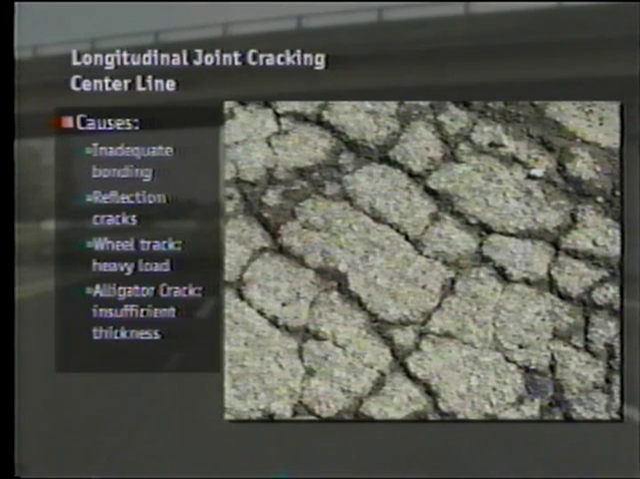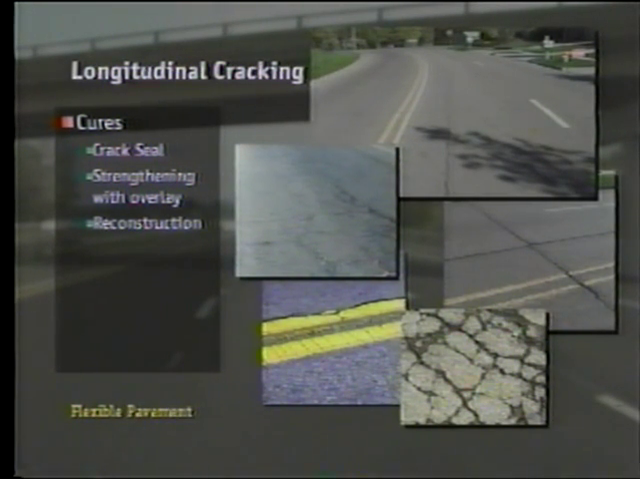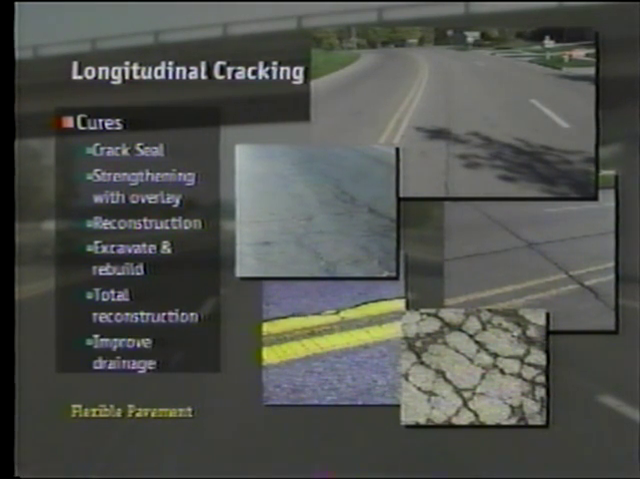This kind of cracking indicates insufficient thickness. While crack seal never cures anything, it will help retard the deterioration of the crack. Multiple cracks in the wheel path indicate a need for strengthening with an overlay or reconstruction. To fix alligator cracks, you generally need to excavate and rebuild base and surface for localized areas. Total reconstruction is required for large areas. You also need to improve drainage.